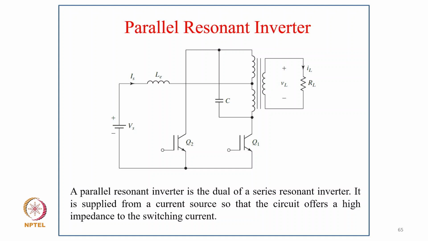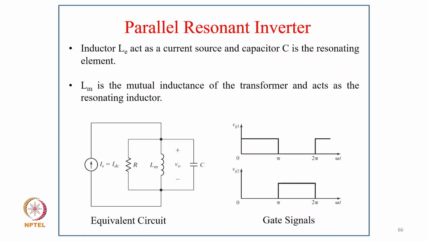So this is a parallel resonant circuit where the capacitor is connected in parallel to the transformer, and we have an inductor at the input to make it a current source. The parallel inverter is the dual of the series inverter; it is supplied from a current source so that the circuit offers a high impedance to the switching current. So the inductor L acts as a current source, and the capacitor is the resonating circuit, and Lm, the mutual inductance of the transformer, acts as part of the resonating circuit.